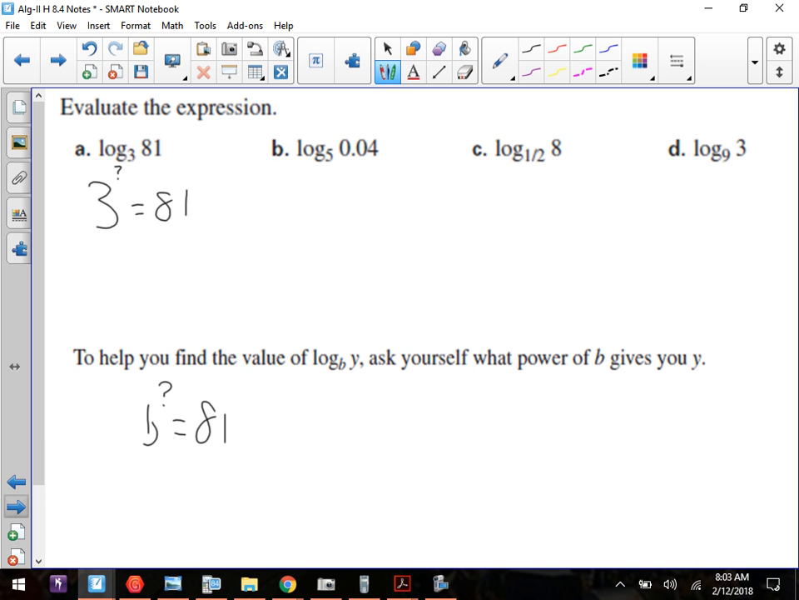Or if you remember, as you go through some of these properties, when you have an 81 and a base 3, it's probably going to be a smaller exponent. You'll start to pick up on some of these.